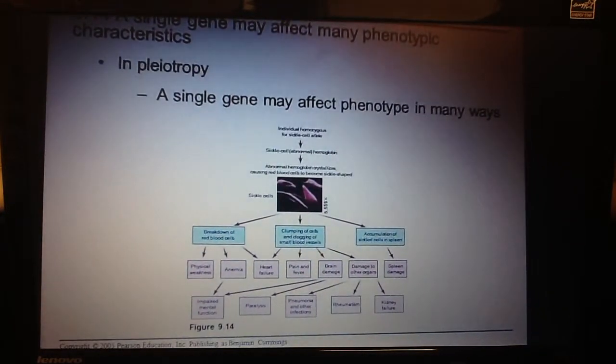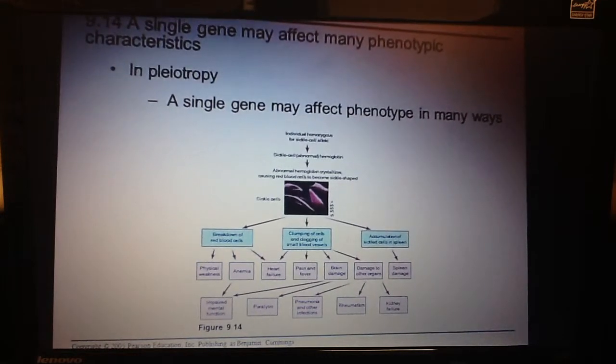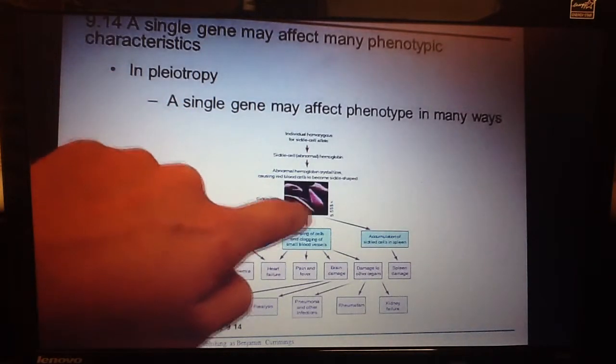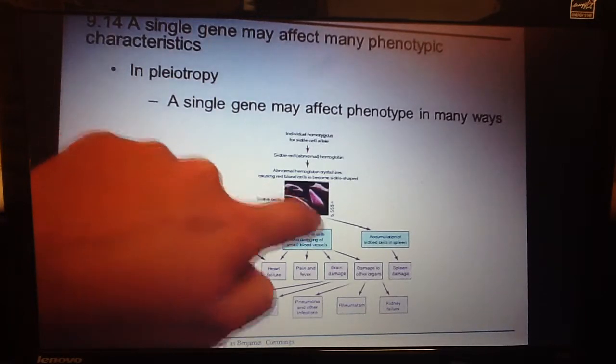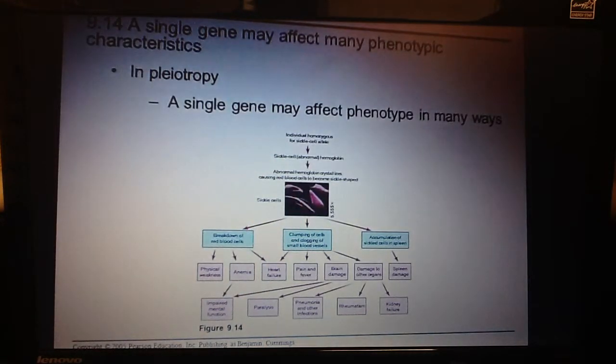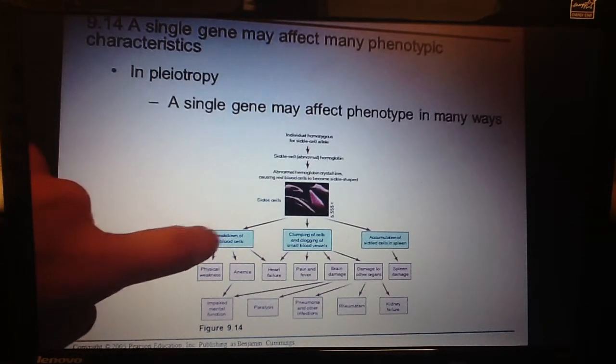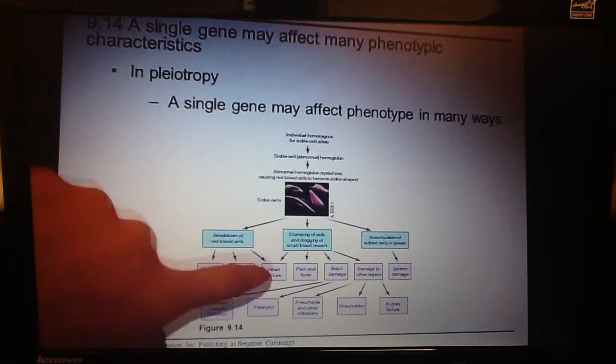Now, another thing that happens is called pleiotropy. Pleiotropy is where you have one gene, but it controls all kinds of physical phenotypic characteristics. One of the best examples is sickle cell anemia. If you have sickle cell, your blood cells are not round. Instead, they're kind of this weird crescent shape. Because of that, you get all of these traits, which lead to all of these complications. Your blood cells tend to fall apart. Because of that, you're weak, you're anemic, and you might get heart failure.